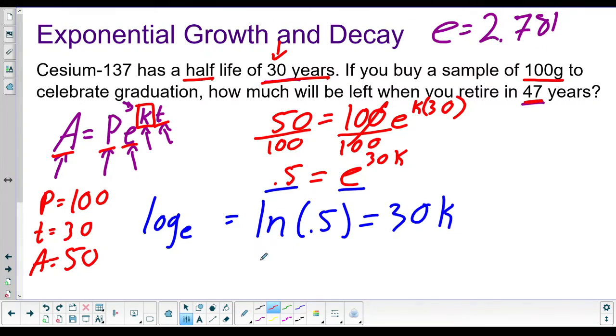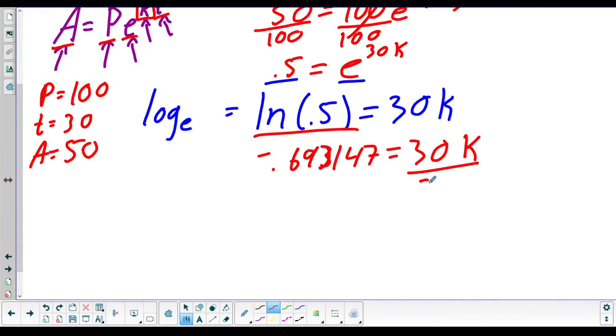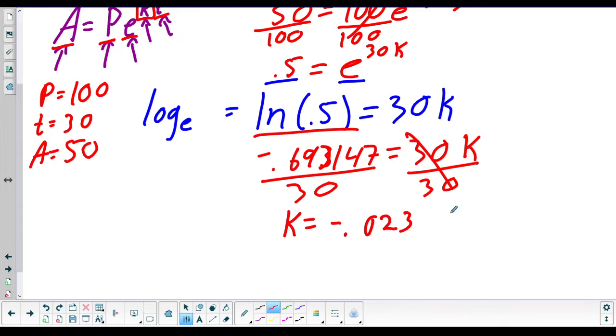Now we have to type the natural log of 0.5 into our calculator. There will be a button on your calculator that says ln, so just press that button and put 0.5 in, and it'll tell you that it's negative 0.693147, equals 30k. And now we're going to divide both sides by 30 to get k by itself. So k equals negative 0.023105.